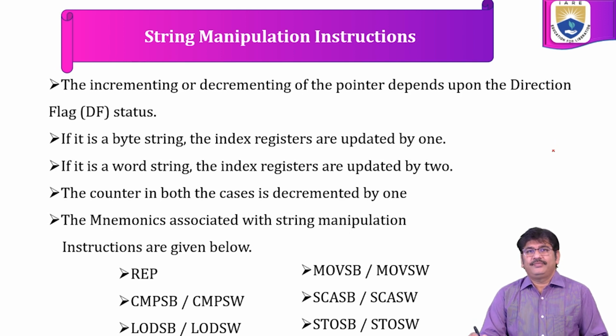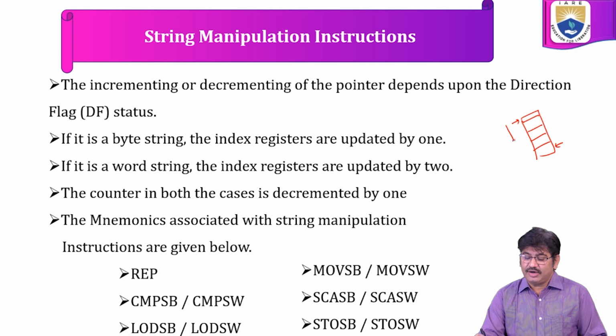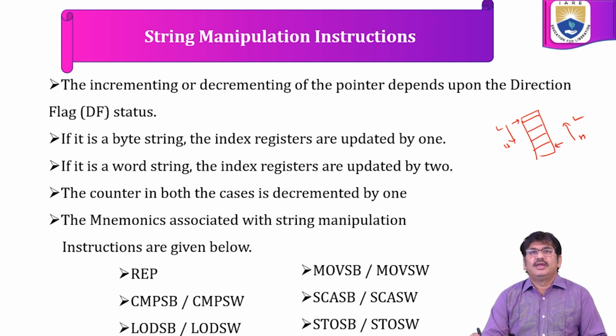The incrementing or decrementing of the pointer depends upon the direction flag. For string manipulations, either the starting address or end address may be provided. The string manipulations will be carried out from lower address to higher address or higher address to lower address. For these two cases, the direction will depend upon the direction flag of the flag register of 8086.